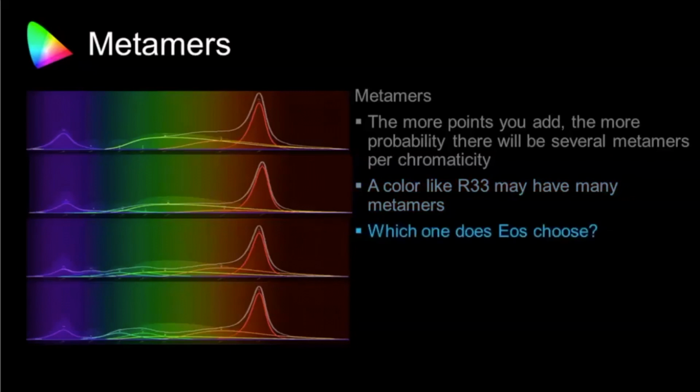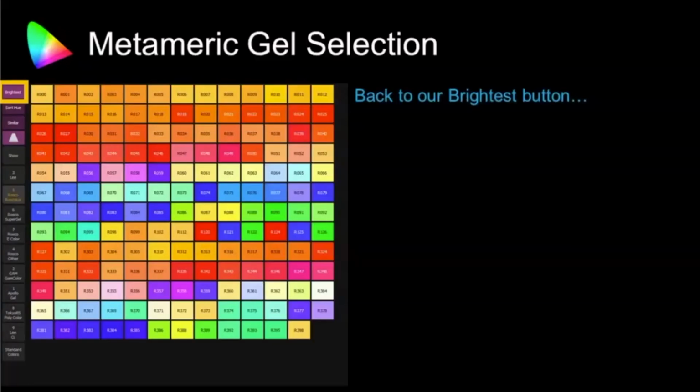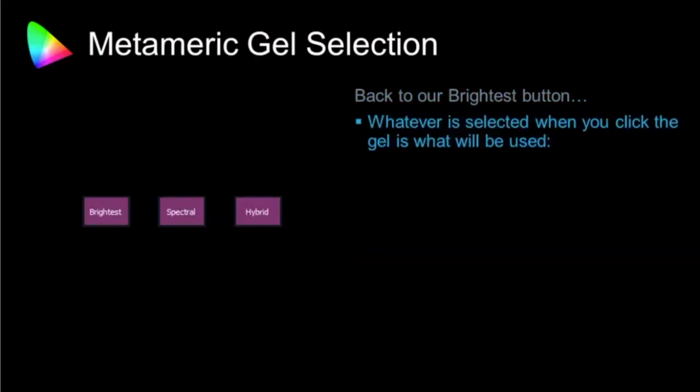So if you can get to all these places and you click in the color system or a gel, which is just a chromaticity, which one does Eos choose? And that's where this brightness button really comes into play. So you can click on that button and it will toggle through 3 different states. And the 3 different states are brightest, spectral, or hybrid. And whatever one is selected when you click the gel is which metamer it's going to use for that.